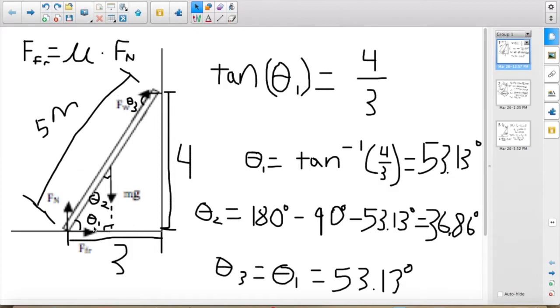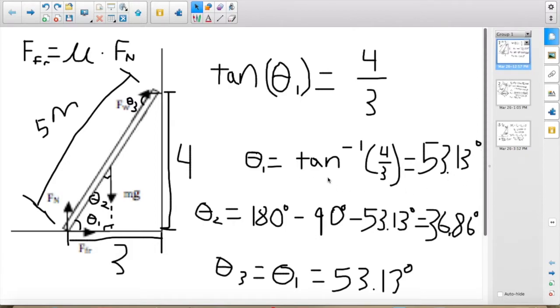All right, so for solving for theta 1, I used the fact that the tangent of an angle is equal to the opposite side of that triangle divided by the adjacent side. You have all three sides, so you could use sine or cosine. I just used tangent. So tangent of theta 1 is 4 over 3. In order to get theta 1 by itself, we take the inverse tangent of both sides. So theta 1 equals the inverse tangent of 4 over 3. And if you plug that into your calculator, it will give you 53.13 degrees.